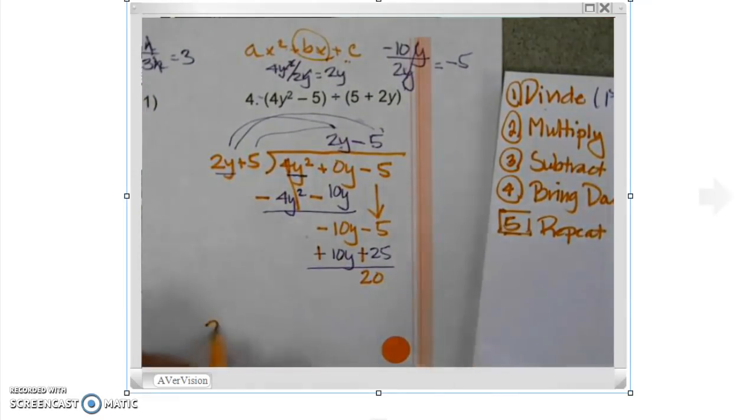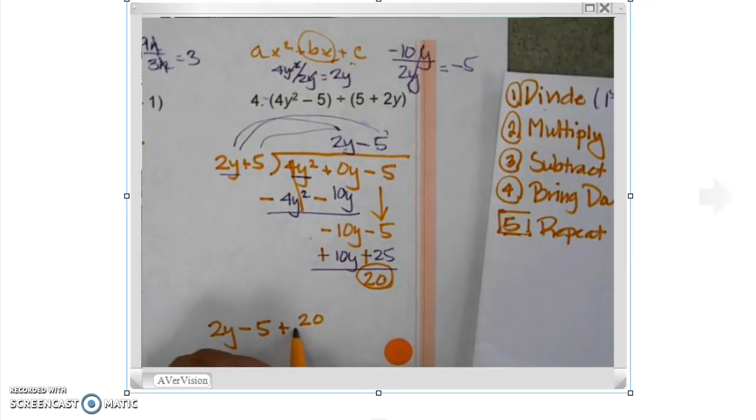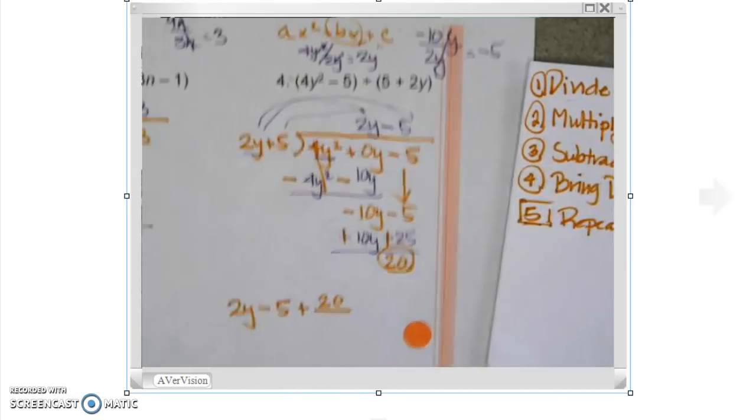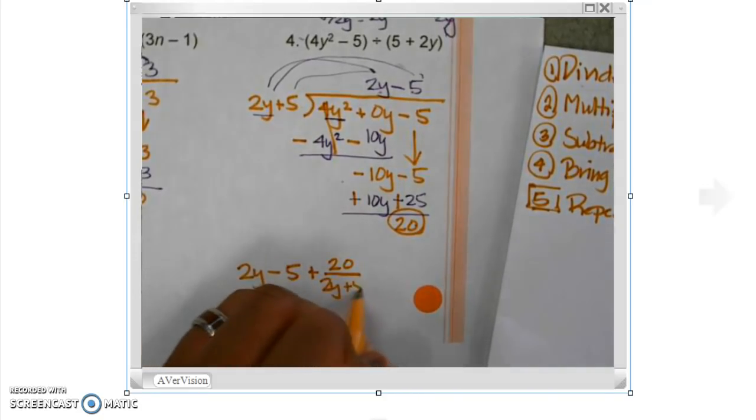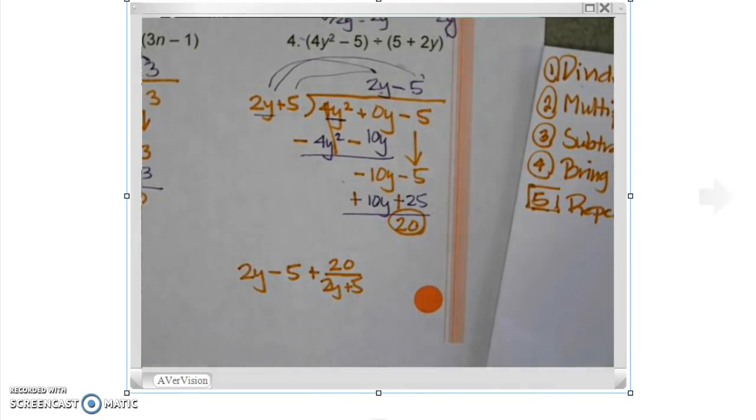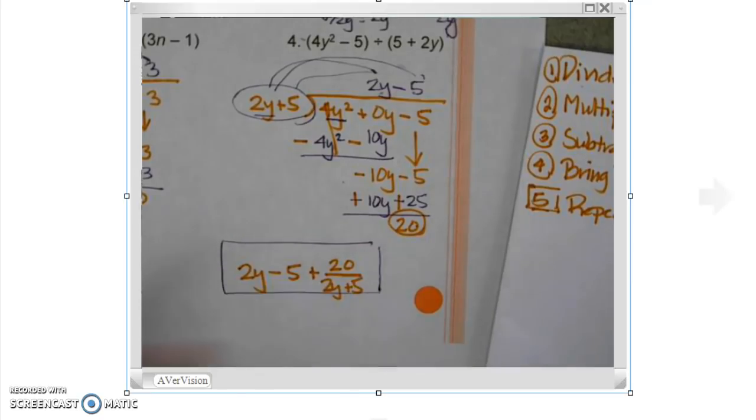What do I do? Panic? No. I'm going to write this as a fraction. This is the remainder. It's positive 20 over what? Do you remember? Of course you do. 2y plus 5. You're always going to put it over what you were dividing into in the first place. And I can put a box around it to make it a little bit more official.